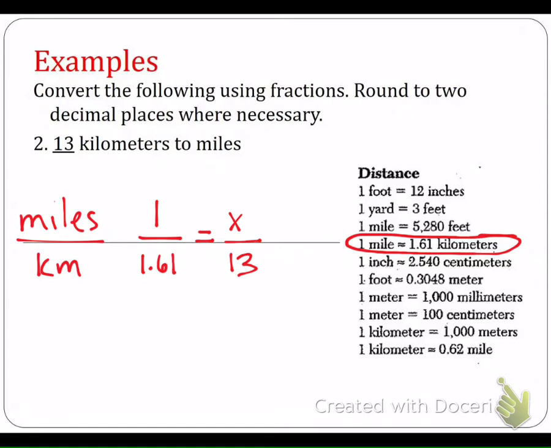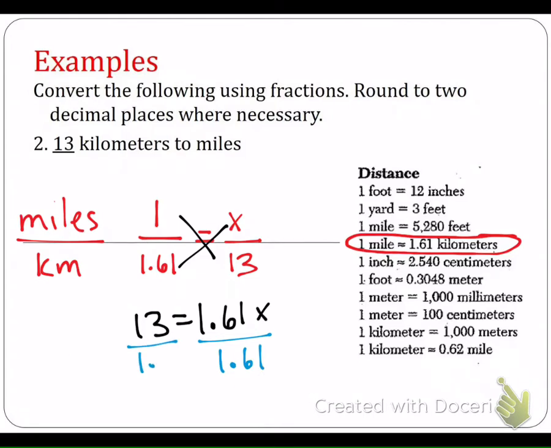And then we cross multiply. So 13 equals 1.61 times X. So I need to divide 13 by 1.61. I am not going to do that in my head. That sounds terrible. So 13 divided by 1.61. And it says round to 2 decimal places.